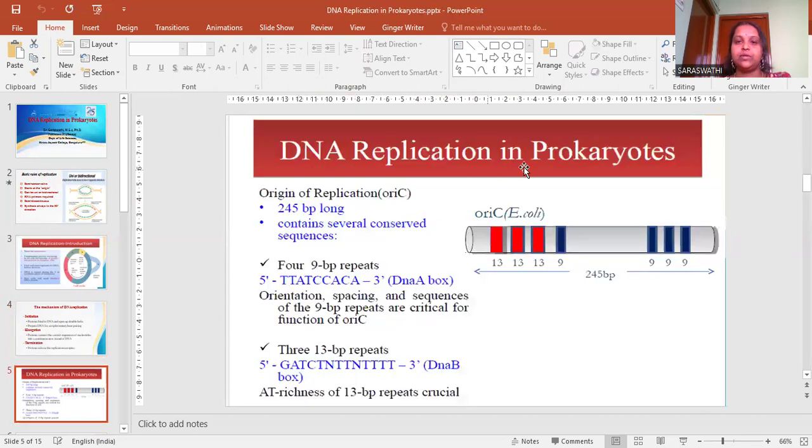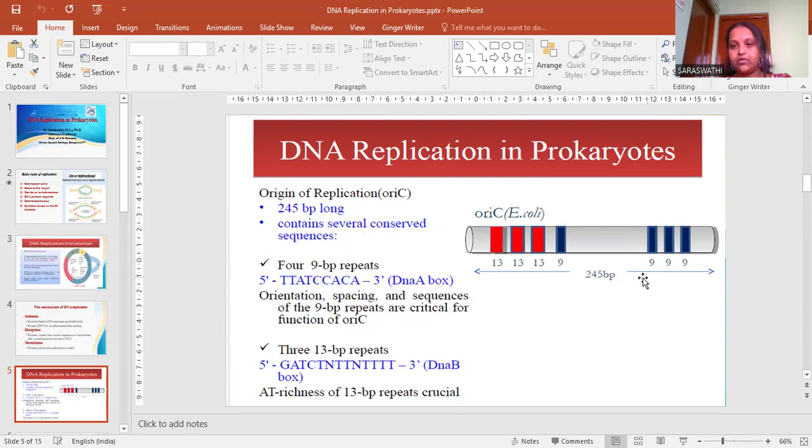Now, DNA replication in prokaryotes, the origin. The origin of replication, the ORI C site, in the case of E. coli has 13 base pair repeats and 9 base pair repeats. They are evolutionary conserved sequences, exactly where DNA replication initiation happens.